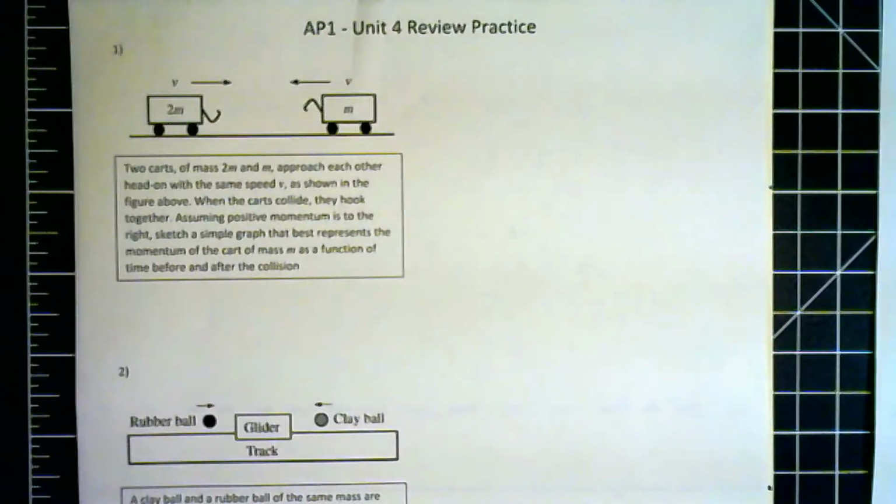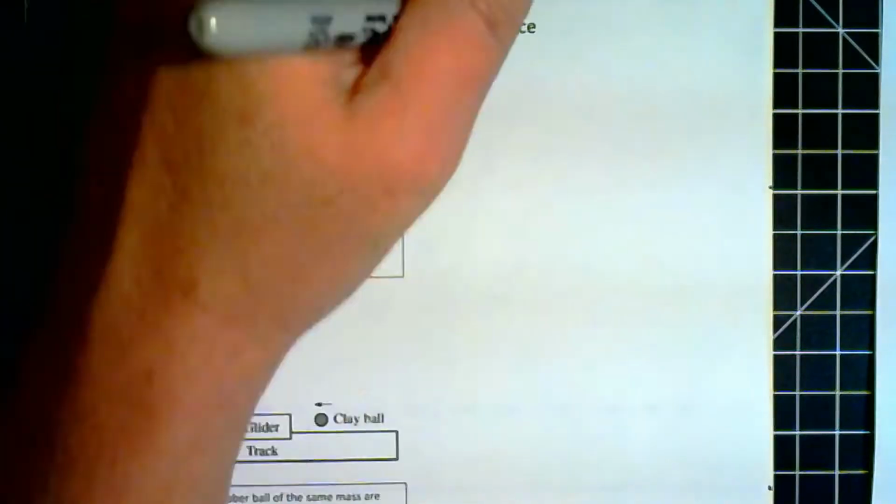Okay, so this unit on linear momentum is one of our shorter units, and there's really not much to it, but the concepts are kind of wide ranging and can be applied in many different ways. For this first question, we've got two carts heading at each other at the same speeds. The cart on the left is 2 times the mass of the cart on the right. When the carts collide, they hook together, so that means it's an inelastic collision.